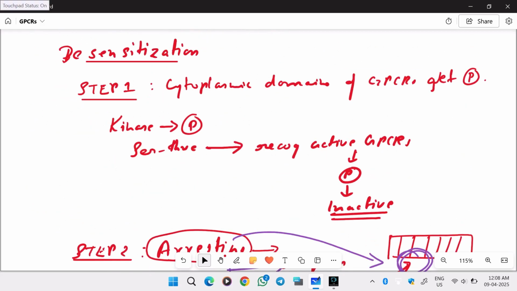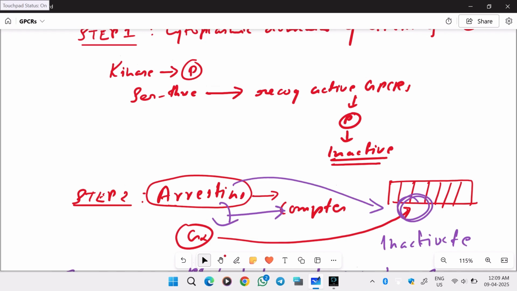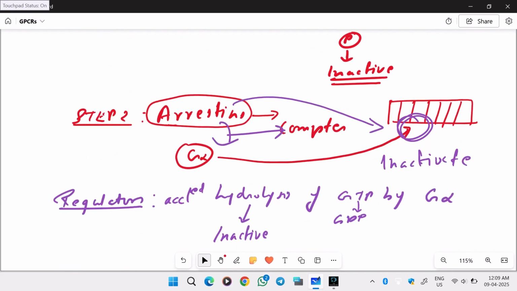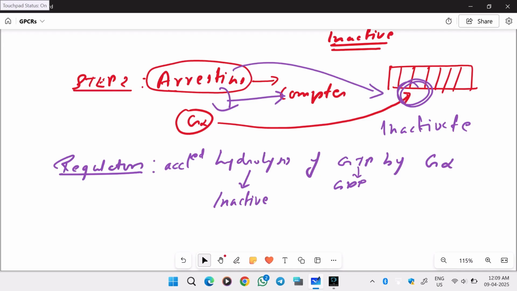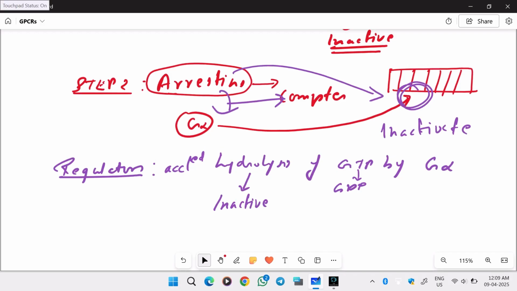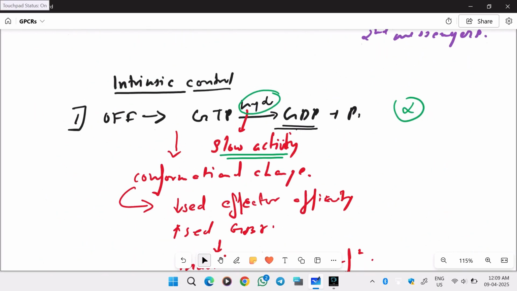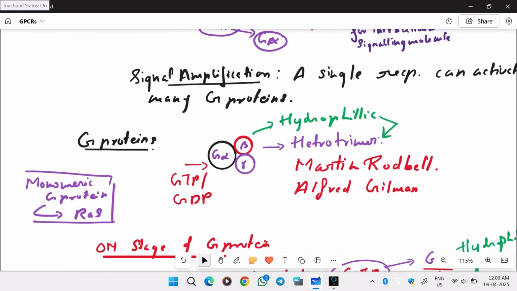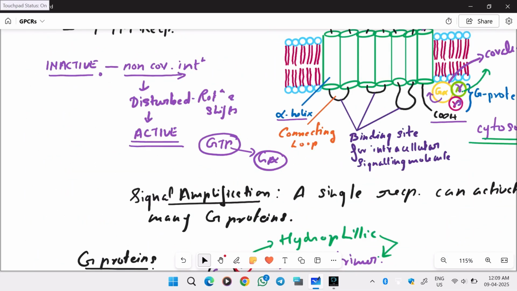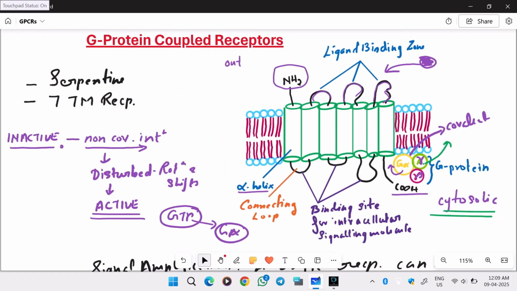Then we talked about desensitization, that is step 1. The cytoplasmic domain of GPCRs gets phosphorylated by a kinase enzyme, that is serine threonine kinase, and it is actually inactivated. Then another thing is competition between arrestins. Then we discussed the regulators, that is hydrolysis of GTP, and how the regulation occurs. And then we also talked about the hydrophilic nature of our trimeric compound, and the beta gamma getting hydrophobic when it gets dissociated. So that's what our class is about.